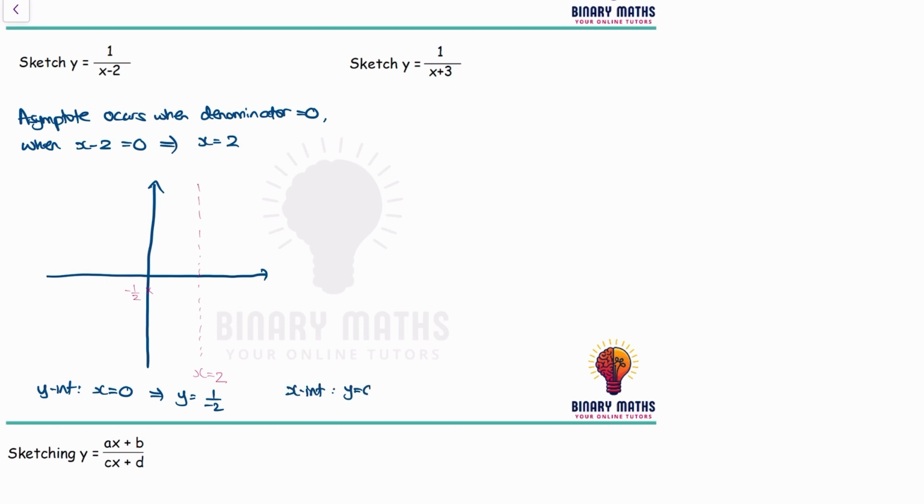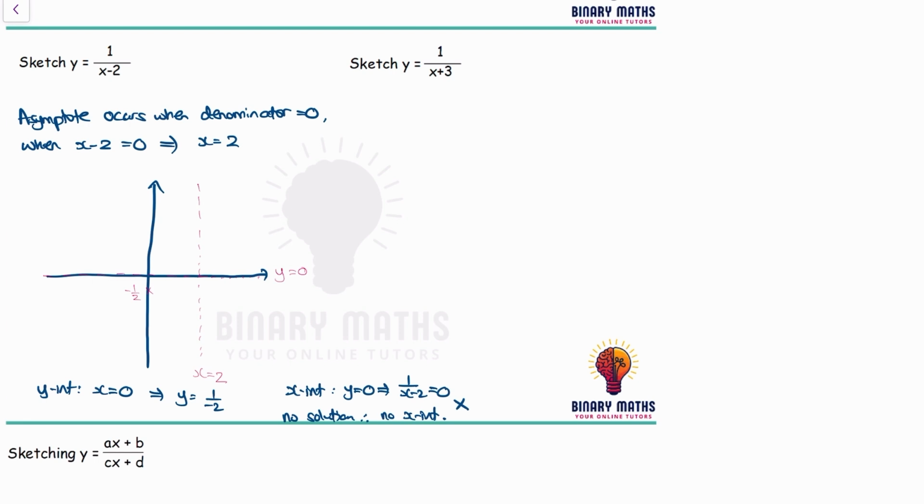Okay, x-intercept means y is equal to 0, which implies 1 over x minus 2 is equal to 0. Now we can't solve that, so no solution, therefore no x-intercept. Okay, that's it. There is no x-intercept. That means that the asymptote is at y equals 0.